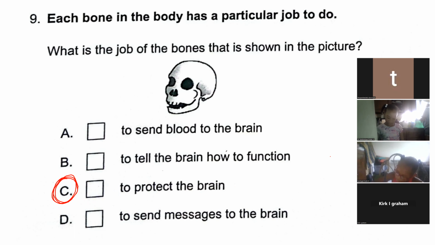Very good. What do we call that bone in the diagram? The skull. The skull, cranium. The skull or the cranium. Very good.